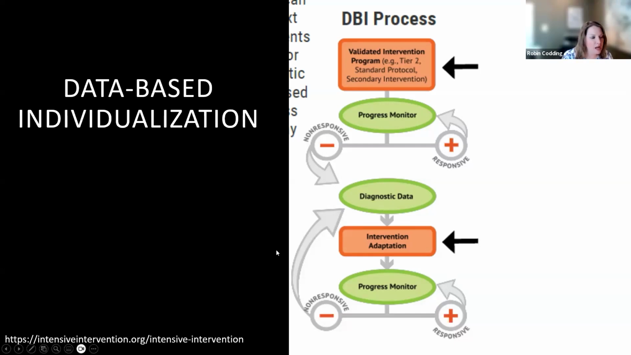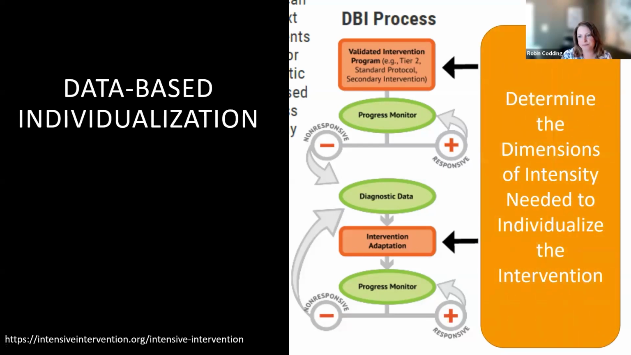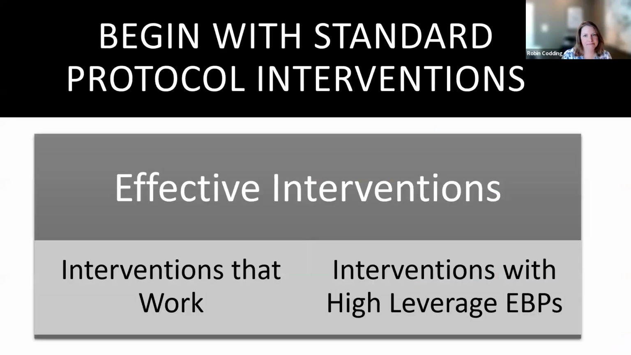So we are talking specifically about the intervention adaptation process using 5 different dimensions today. So what I want you to be able to do is know what those dimensions of intensity are that we need to individualize the intervention and when to use them. Okay. So as you see, we're going to still begin with that standard protocol intervention, and we're going to add more. Just a quick note about standard protocol interventions.